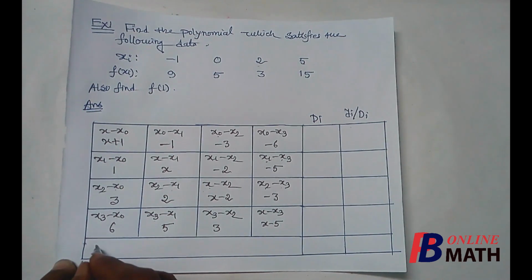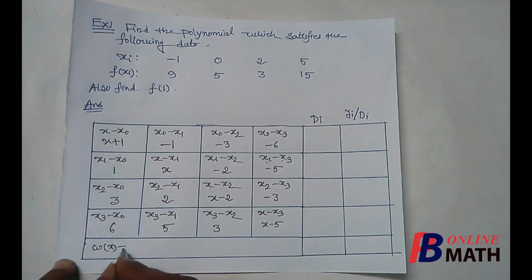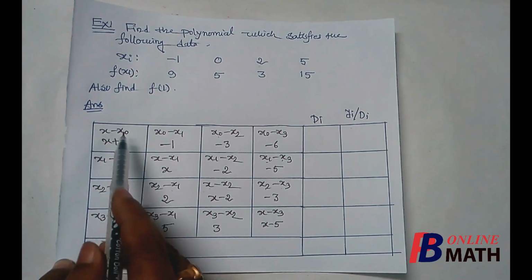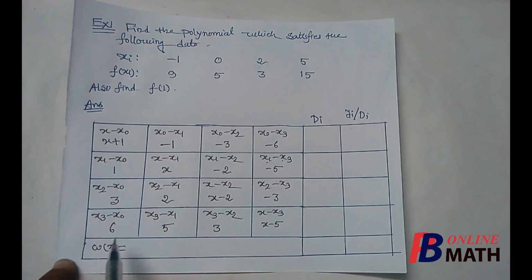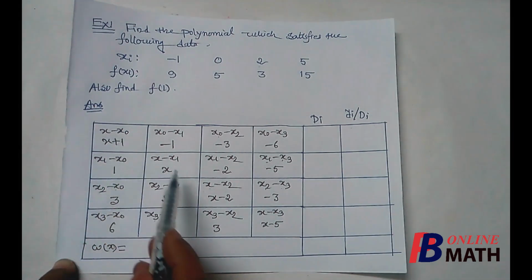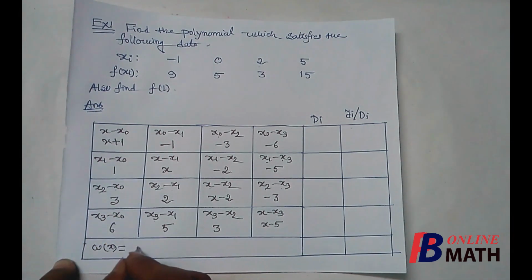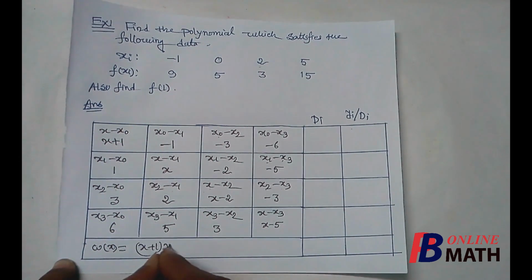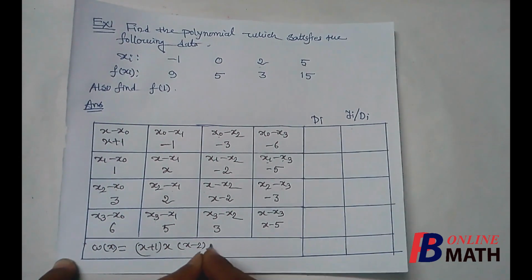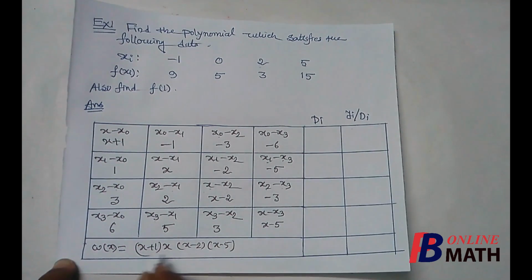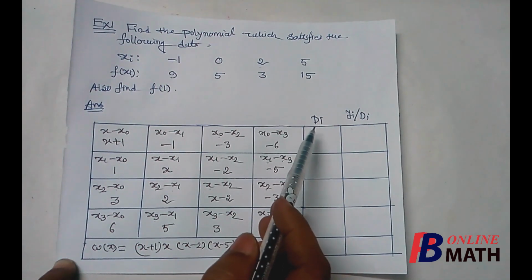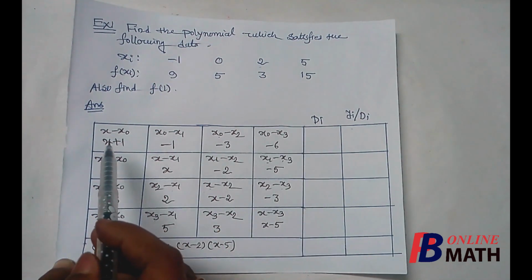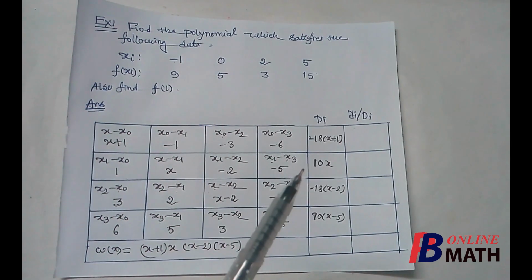Now from here we can find omega x. Now omega x is x minus x0 multiplied by x minus x1, x minus x2 and x minus x3. Actually omega x is the product of this principal diagonal. So it is x plus 1 into x minus 2 into x minus 5. So this is omega x. Next, di. Di can be found by multiplying all the terms in each row. Now we just multiply all the terms in each row to find di.